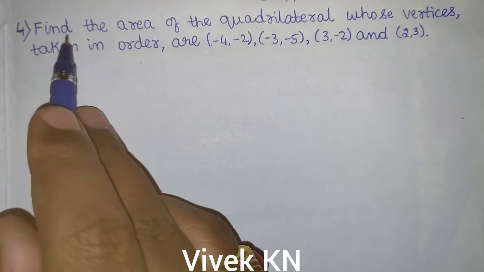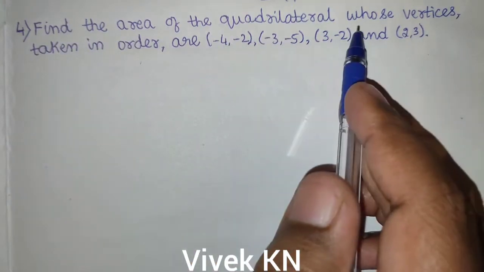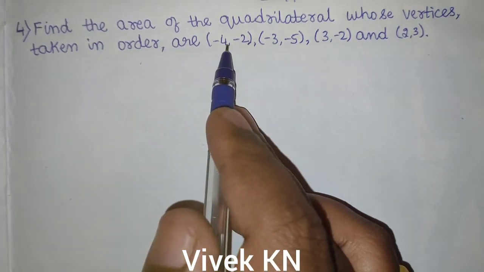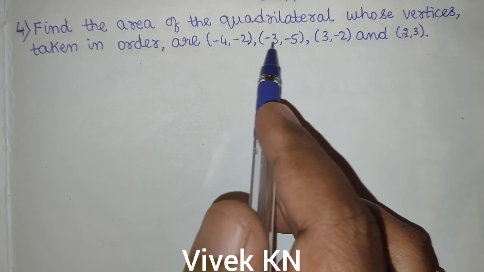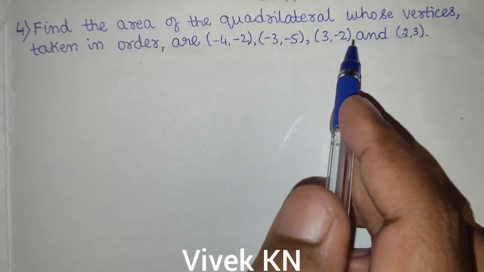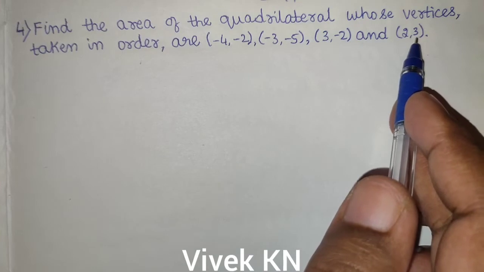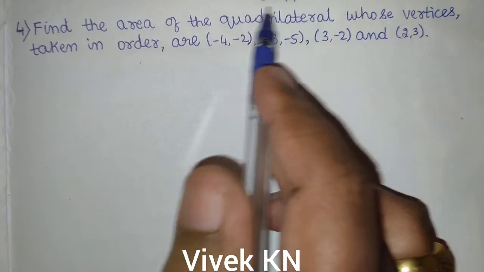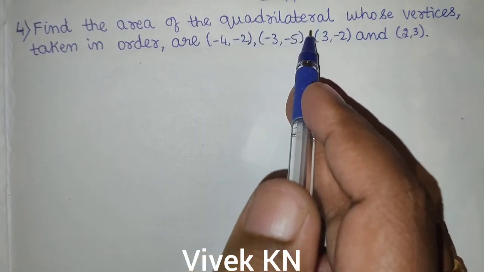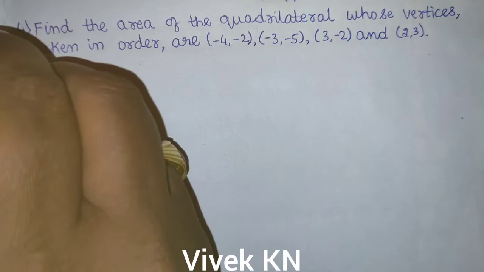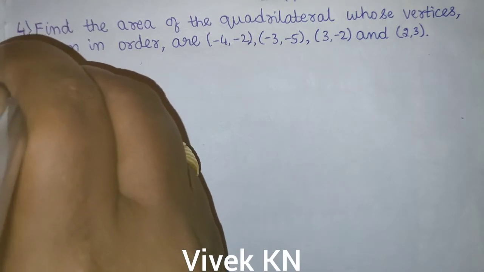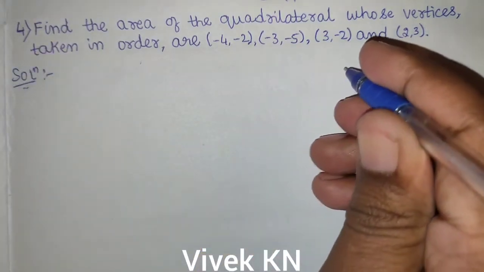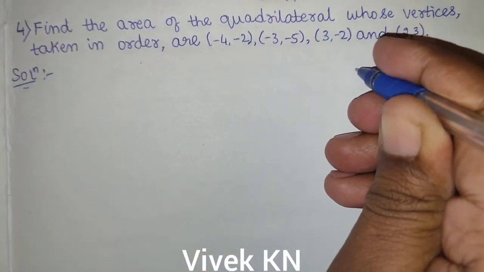Fourth question: find the area of the quadrilateral whose vertices taken in order are (-4, -2), (-3, -5), (3, -2) and (2, 3). To solve this question, first we have to draw the diagram of a quadrilateral. So let's solve this problem. Solution. First, let us draw the diagram of a quadrilateral.